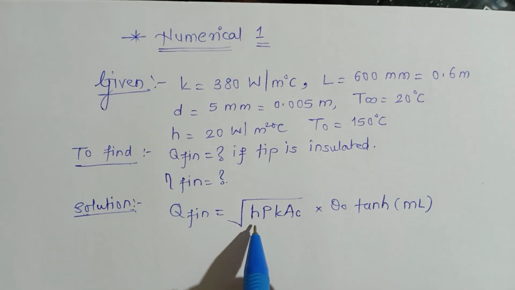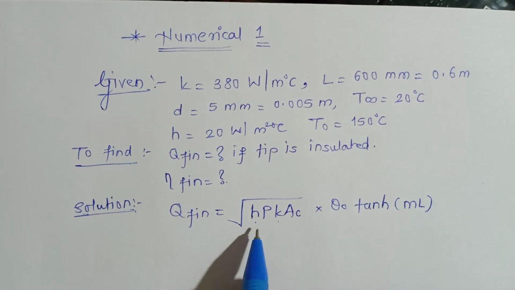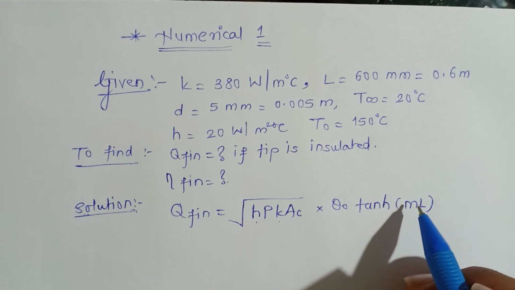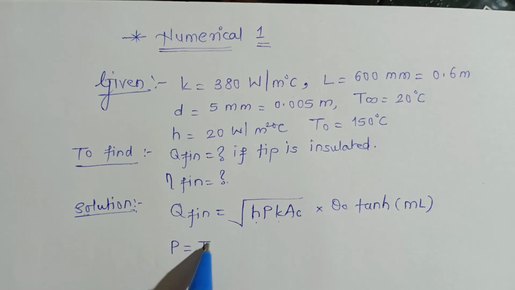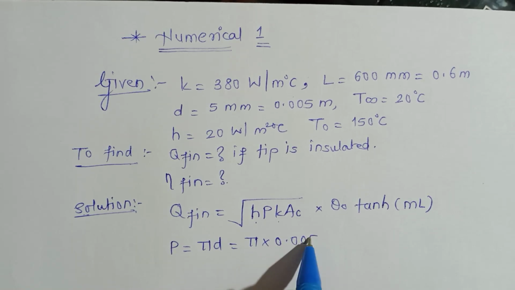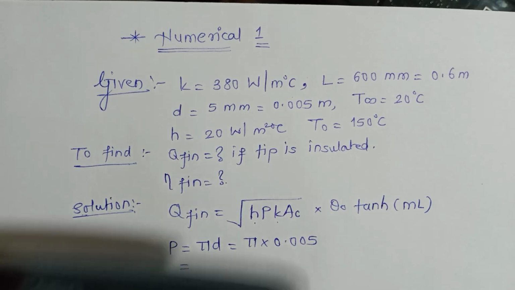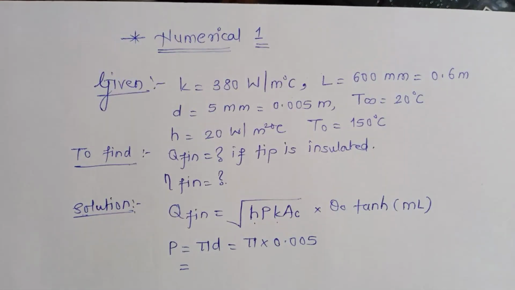Now out of these, we have heat transfer coefficient, we have thermal conductivity, we indirectly have theta 0, we have length L. So we need to find out perimeter P, cross-sectional area Ac and parameter m. So now let us proceed. So P will be nothing but the perimeter, so P is equal to pi d. Let us substitute the values. Diameter is 0.005. I will solve it on the calculator directly. So it gives you pi into 0.005, so 0.0157 is the perimeter.